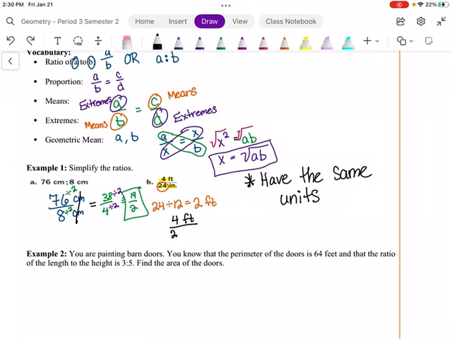Over 2 feet. So if we simplify this, we can divide them both by 2, and we would get 2 feet over 1 foot. Sorry, I don't know why I got rid of those labels. We're going to keep those here. Sorry about that. So then our answer would be 2 feet to 1 foot.